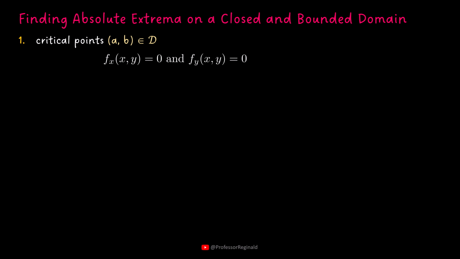Now let us enumerate a strategy in finding absolute extrema on a closed and bounded domain. First, determine the critical points in the domain of the function. Do this by setting the first-order partial derivatives of the function to 0, and then solving the two equations simultaneously for the critical points, which are pairs of values of x and y in the domain that force these partial derivatives to be equal to 0.